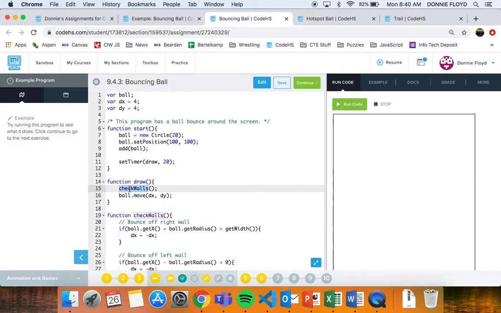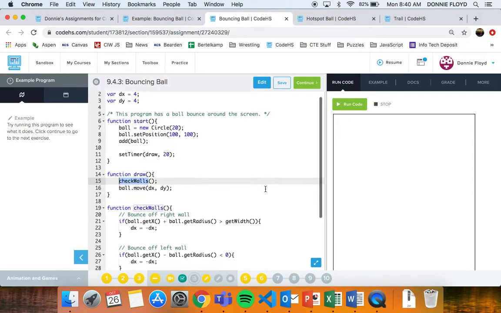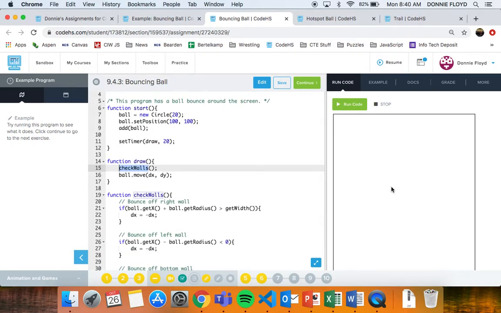Now, we call checkWalls, and this is a function they give you that you can keep using. What checkWalls does is every time that ball moves, it checks to see if it is off the screen. If it is, then it changes its direction. So the first part of it checks to see if we're bouncing off the right wall.